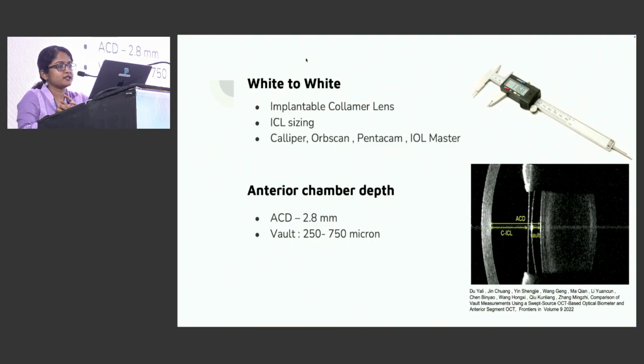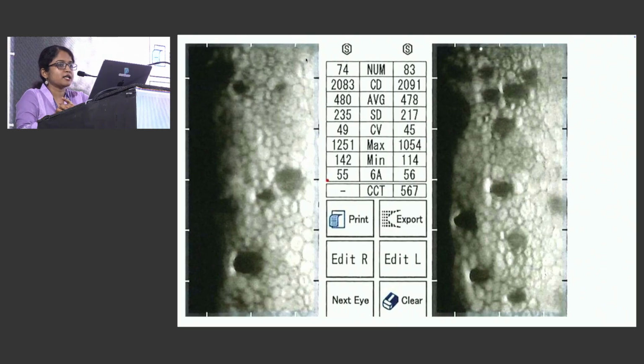Now, coming to white-to-white and anterior chamber depth, these are important because they are used to calculate the ICL power and sizing. White-to-white is also used to get an idea about the treatment zone of the laser. Borderline white-to-white can exclude a patient from phakic IOL surgeries, and it affects optic zone selection for laser ablations in smaller corneas, and predictability of centration in topography-guided treatment. Anterior chamber depth is also important because adequate vault should be there for an ICL to be placed, to avoid postoperative complications.